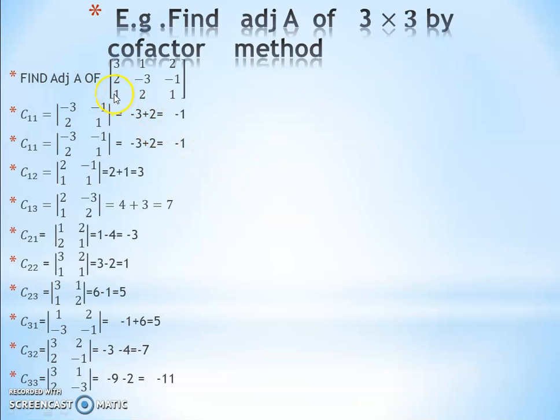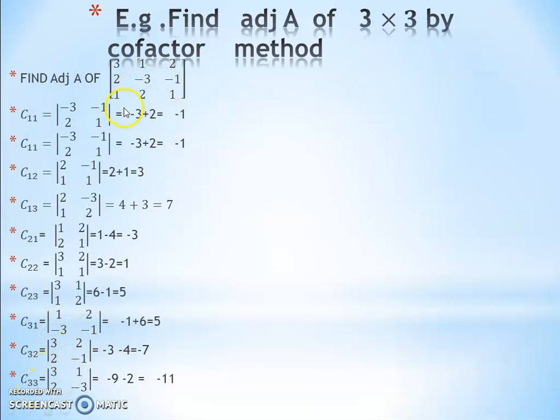Now C32. We have to skip third row, second column. What is remaining? 3, 2, 2, minus 1. Minus 1 into 3 is minus 3, and 2 into 2, but the middle is minus. So minus 3, minus 4, is minus 7. We have covered C32.